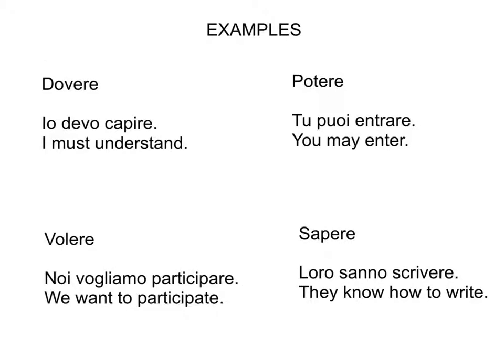These are the four main modal verbs in Italian. Dovere, to have to or to must, potere, to be able to, volere, to want, and sapere, to know. Now, in the most simple form of modal verb, we would use the present tense conjugation of any of these plus the infinitive of the other verb. Read through the examples here. Notice that for each of them, we have the present tense form plus the infinitive of the other verb.